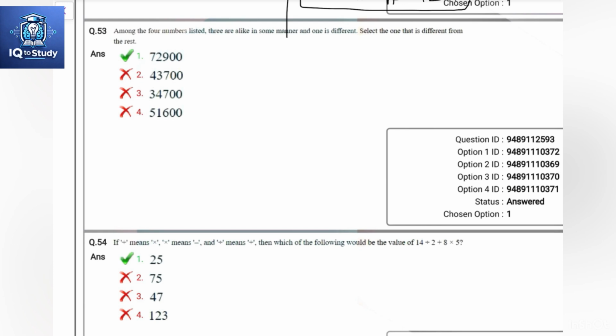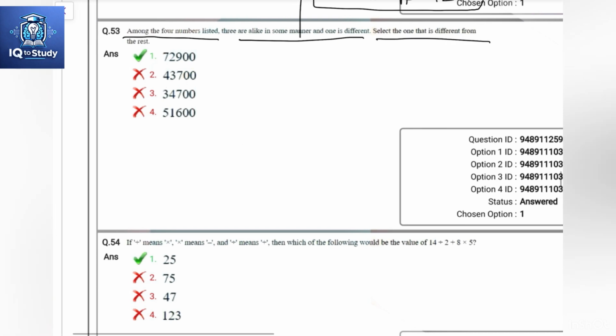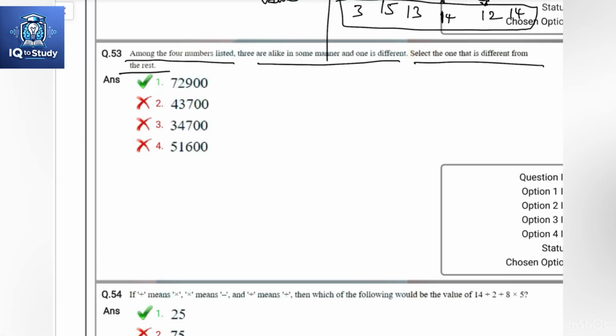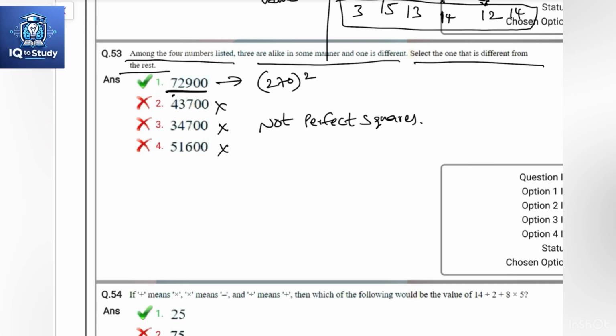Among the 4 numbers listed, 3 are alike in some manner and 1 is different. Select the one that is different from the rest. Here 72,900 is a perfect square of 270, and 43,700, 34,700 and 51,600 are not perfect squares. So the different one is option 1.